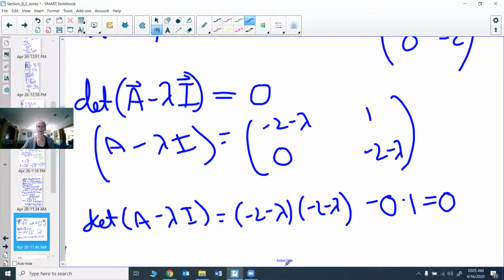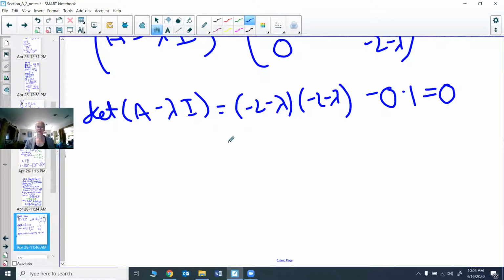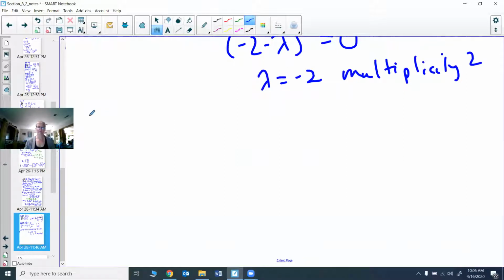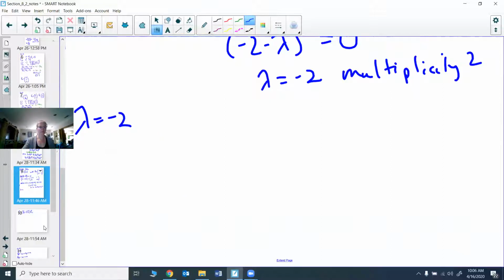So what we end up having is negative 2 minus lambda, squared, equals 0. So lambda is equal to negative 2, and it has multiplicity 2 because of that square. All right, so we're going to work with that one and see what kind of eigenvectors we get from this eigenvalue. So we're going to start with lambda equals negative 2, and we'll work with that and see where we go.